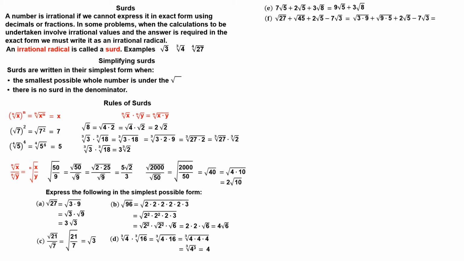After simplifying, we rearrange the like radicals to subtract 3 square root of 3 and 7 square root of 3, and add 2 square root of 5 and 3 square root of 5.